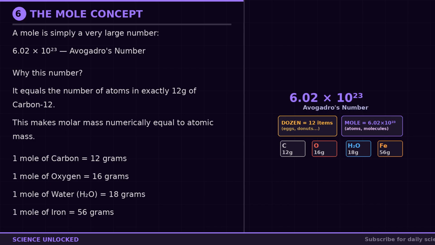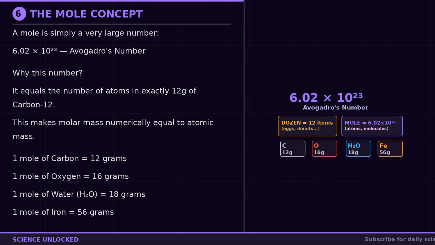Why such a strange number? Because it is the number of atoms in exactly 12 grams of carbon-12. Chemists chose it so that the mass of 1 mole of any element in grams equals its relative atomic mass. 1 mole of carbon weighs 12 grams. 1 mole of oxygen weighs 16 grams. 1 mole of water weighs 18 grams.